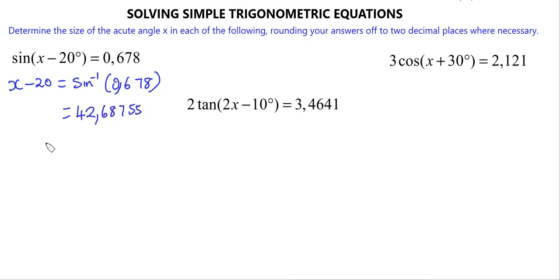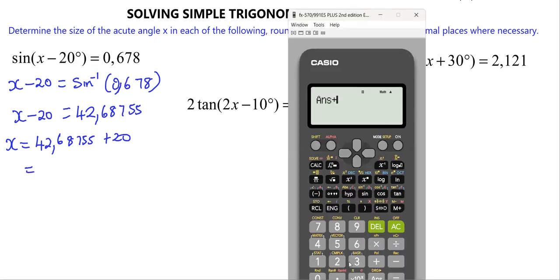Now, here we still have our x minus 20. We need to get rid of the 20. Can you see that with the negative 20, if 20 goes to the other side, it's going to be positive. So x is going to be equal to 42.68755 plus 20. What are you going to get?